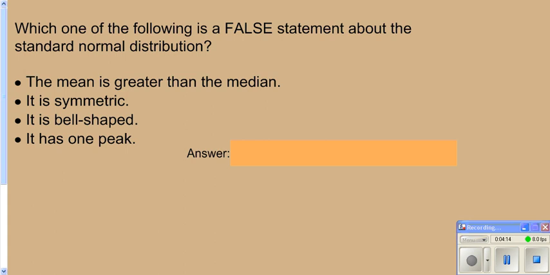So go ahead and answer this question. The mean is always greater than the median is false here, because your mean and your median are always going to be the same on a normal standard curve. Your standard normal curve is always symmetric, it's always bell-shaped, always has one peak.